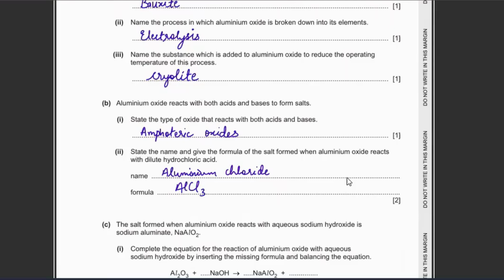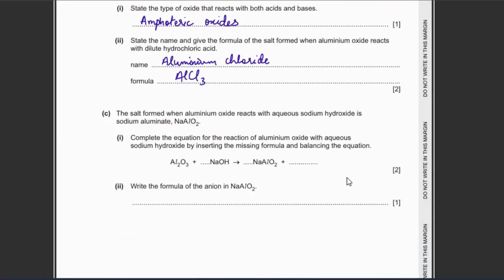Next we have completing the equation. So Al2O3 plus NaOH gives NaAlO2 and H2O. Now to balance this, we have NaAlO2 and Al2. So we have to put 2 so that aluminium gets balanced. Now sodium is 2, so we have to put 2. Now hydrogen is 2, hydrogen is 2. Now it's balanced. Next we have the formula of the anion in NaAlO2. So Na is plus, so the anion is AlO2 minus.